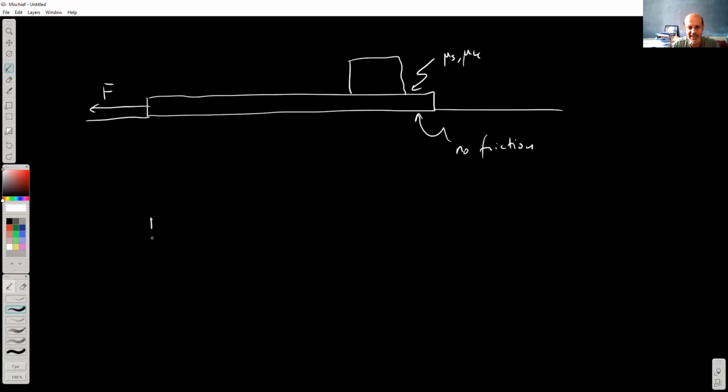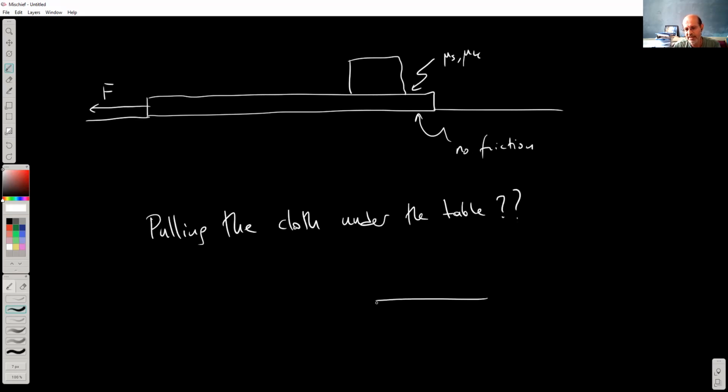It's called pulling the cloth under the table. And I think that's an incorrect thing. But the trick is something like this. So there's a table, all right? That's a table, you know what a table is. So there's a tablecloth, right? Tablecloth. And there's something else in here, perhaps a vase in here. I don't know. There are these dishes and things like that on the table.